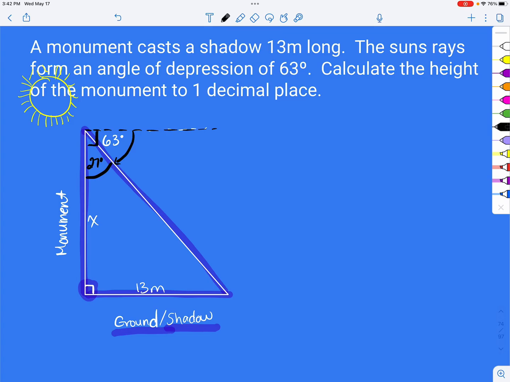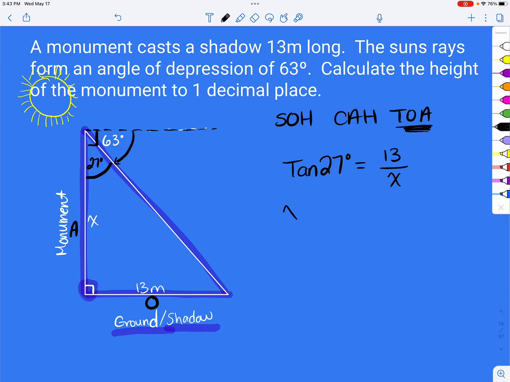Okay, so if I want to solve the angle, first thing I need to do is label my sides. From 27, 13 is the opposite. X is the adjacent side. You're thinking about SOH CAH TOA. Opposite and adjacent says to use tan. So I'm going to set up my equation saying tan of the angle, 27 degrees, equals opposite over the adjacent side, which is the height of the monument. It's the unknown.